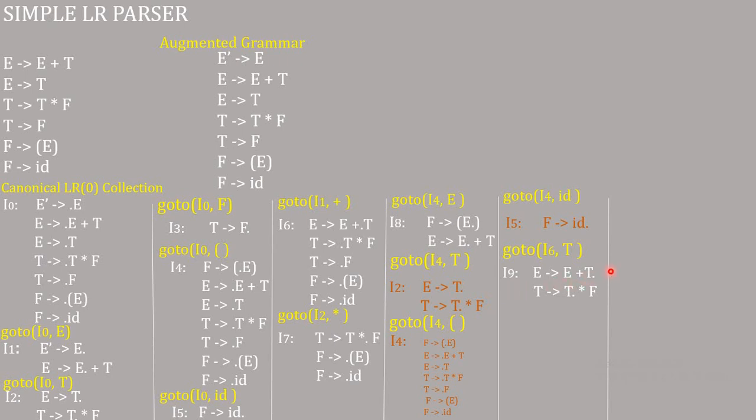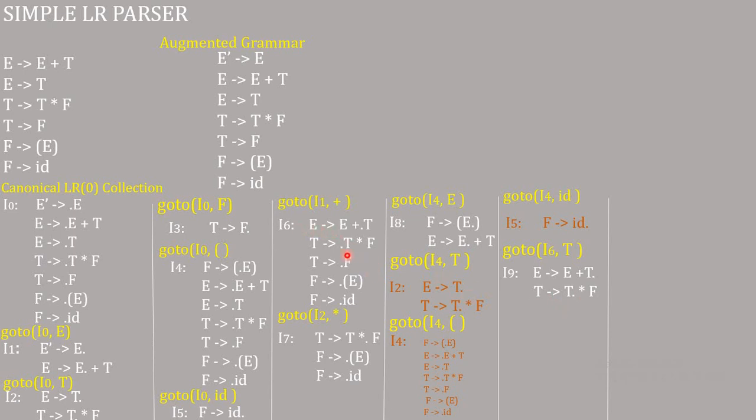Okay, now also check whether there is any possibility of applying the closure operation. Here there is no possibility because the dot symbol is not followed by a non-terminal. In the first rule, the dot symbol is not followed by anything, and in the second rule, the dot is followed by a terminal. So there is no possibility of applying the closure operation. So let us proceed further.